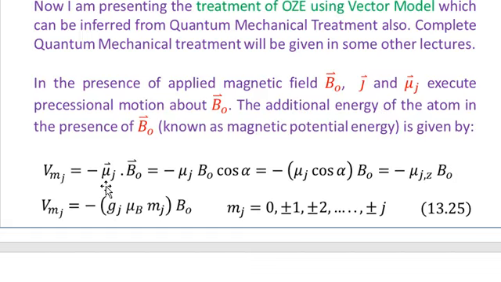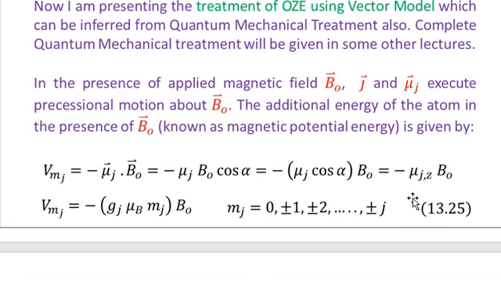So V sub M J is equal to minus the dot product of mu J with B naught. That is the dot product of the total magnetic moment of the atom with the applied magnetic field. So this is minus mu J B naught cos alpha, and you can combine mu J cos alpha and represent it as the z component of mu J, that is the component of mu J in the z direction, which can be represented as mu J comma z.